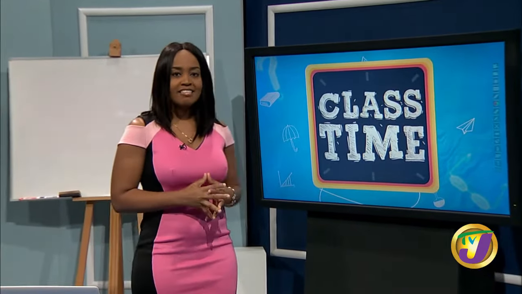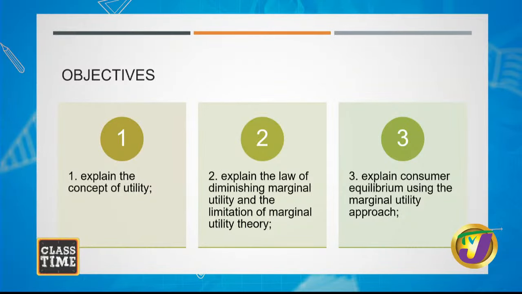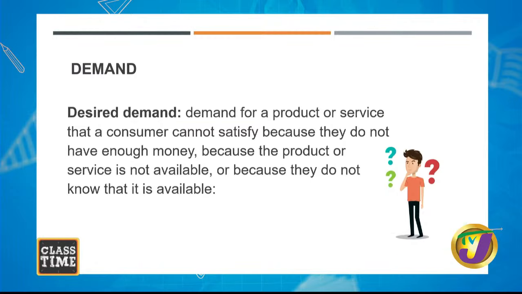Now, for today's lesson, our objectives include to explain the concept of utility and the law of diminishing marginal utility. We will be looking at explaining equilibrium using the marginal utility approach. We will derive the demand curve using the marginal utility approach, differentiate between different types of goods, and we will look at the demand curve: what is the demand curve, the shifts of the demand curve, as well as the movements along the demand curve.